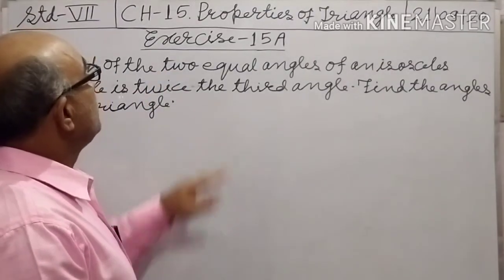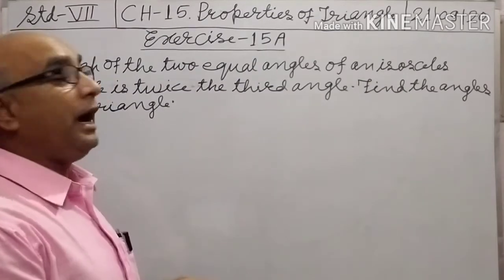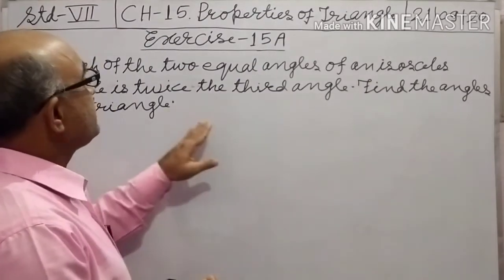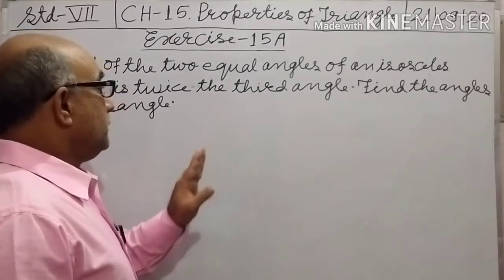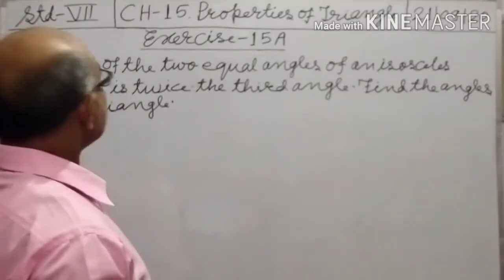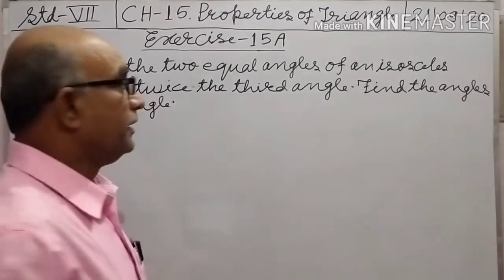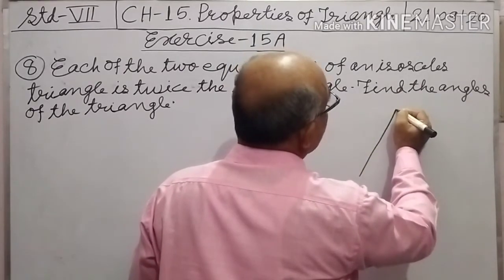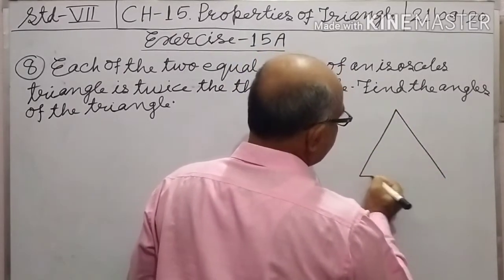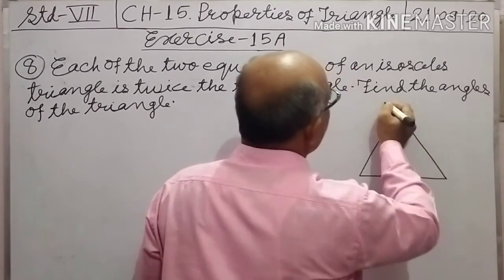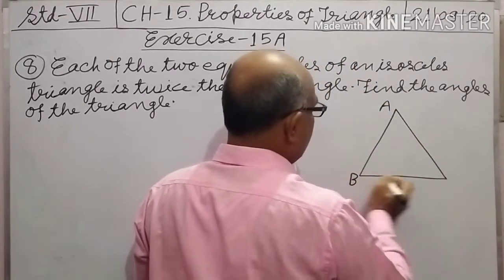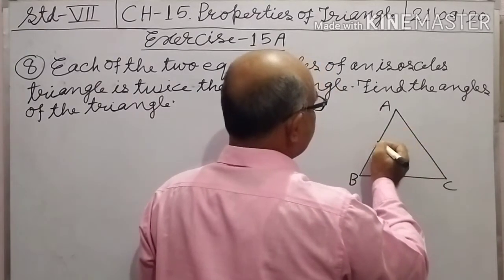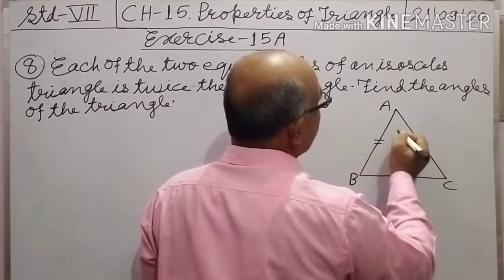Question number 8. Each of the two equal angles of an isosceles triangle is twice the third angle. Find the angles of the triangle. First of all, I draw an isosceles triangle ABC, in which AB equal to AC.